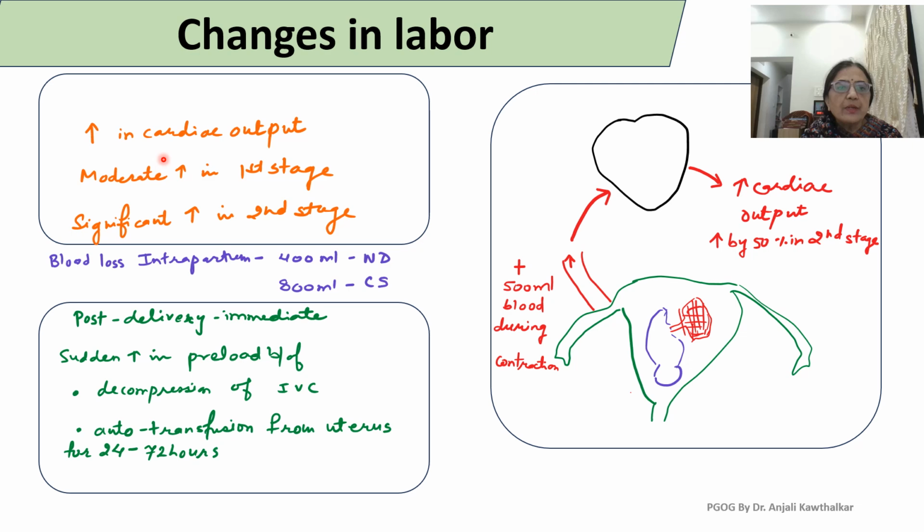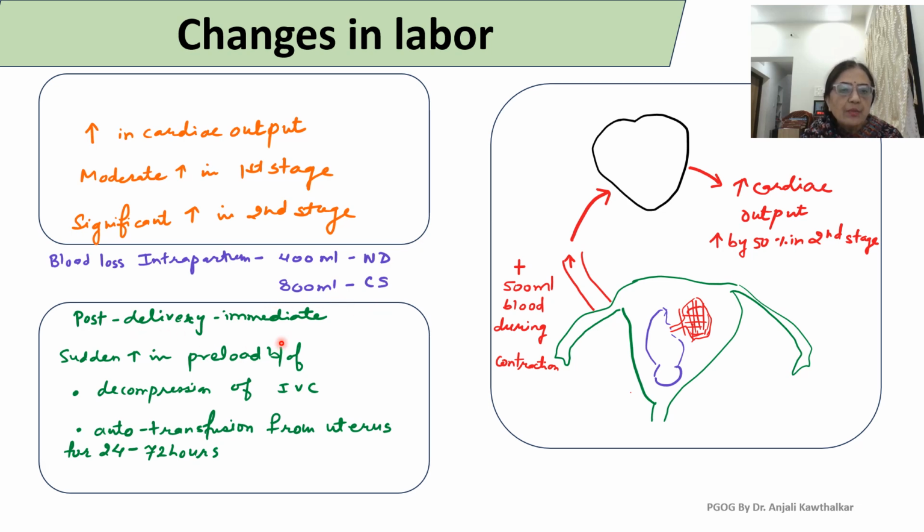Changes in labor: there is further increase in the cardiac output during labor. A moderate increase is seen in the first stage of labor, and a significant increase in cardiac output will be in the second stage of labor. There intrapartum blood loss is around 400 ml in normal delivery and approximately 800 ml on an average in cesarean section.